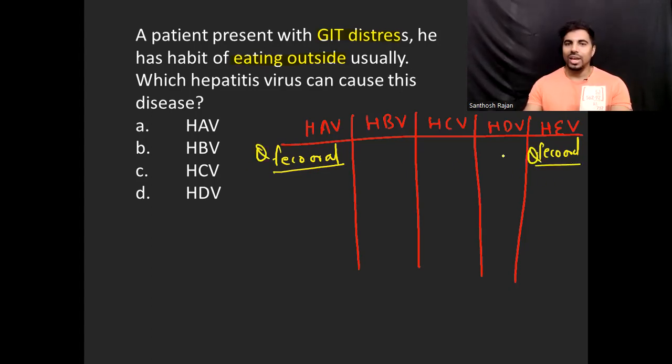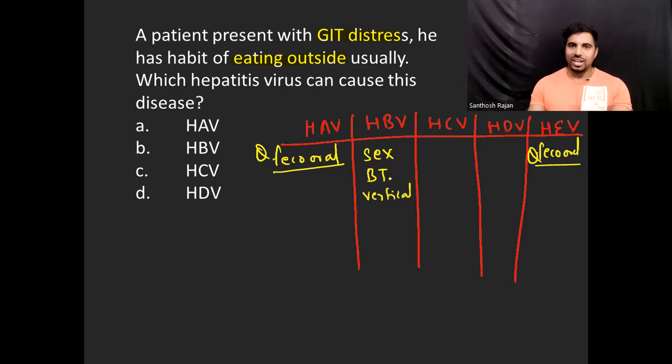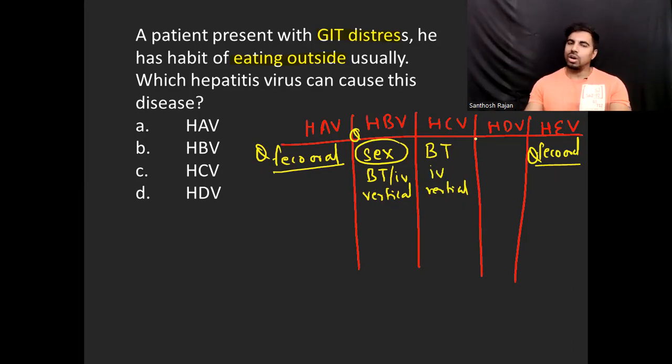What about the other viruses? Hepatitis B virus, the most common route is sex. After sex come blood transfusion, vertical transmission, IV drug use, all these things. Followed by blood transfusion, IV, etc. Hepatitis C virus is almost the same, but it's usually blood transfusion first, then IV and vertical, because compared to hepatitis B, it's less common. D is almost the same as B, because D can't live without B. It always needs B. This is the first point.